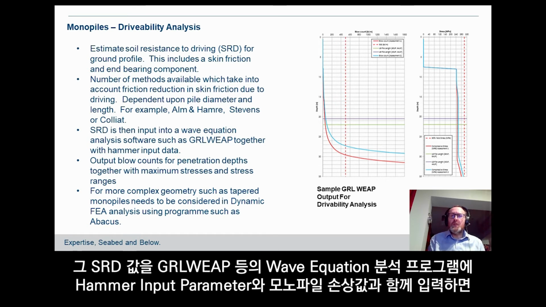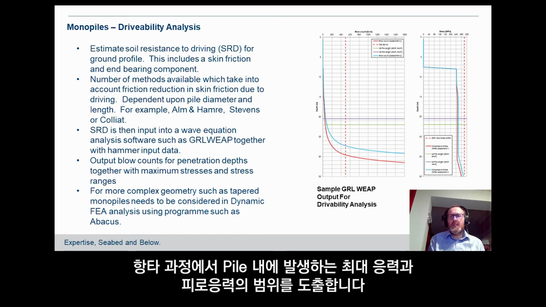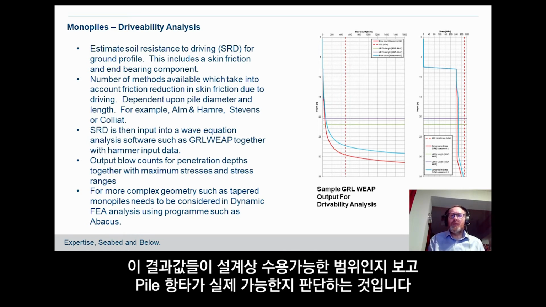That is then input into a program like GRLWEAP, a wave equation analysis program, together with the hammer input parameters and the dimensions of the monopile. From that, we can identify the blow count per meter depth as you go down the pile to drive the pile, and also the maximum stresses and fatigue stress ranges that will occur within the pile during the driving process. By doing that, we can check for the design level whether or not they all remain within acceptable limits and that the pile can be driven.